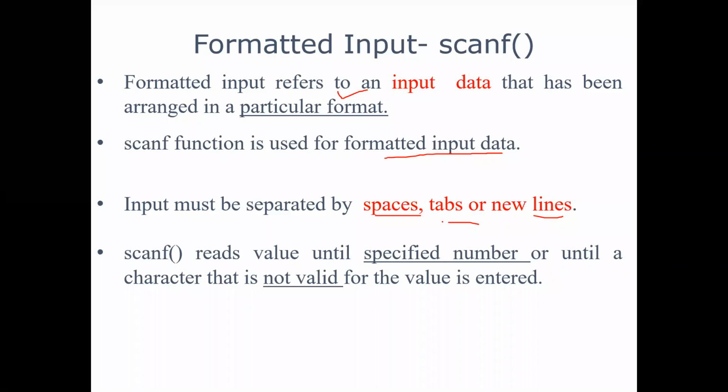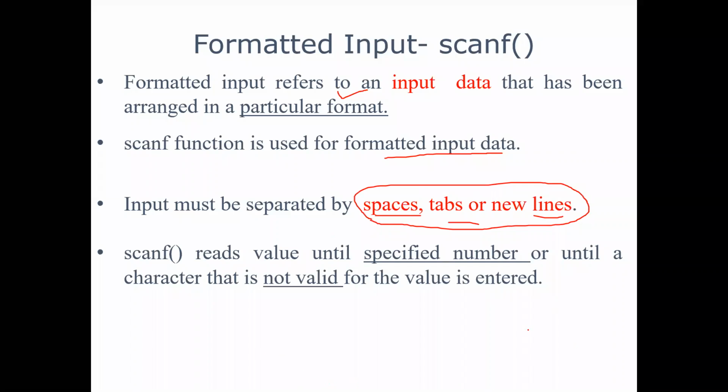That is, for A, I'll be entering 2. And then for B, I'll be entering 5 after leaving a space after 2. Right? Otherwise, I can give a tab. So that space will be more. Or I can enter the A value in the first line and the B value in a new line. Right? So for input using scanf, whatever input we are giving, it should be separated by spaces, tabs, or new line.